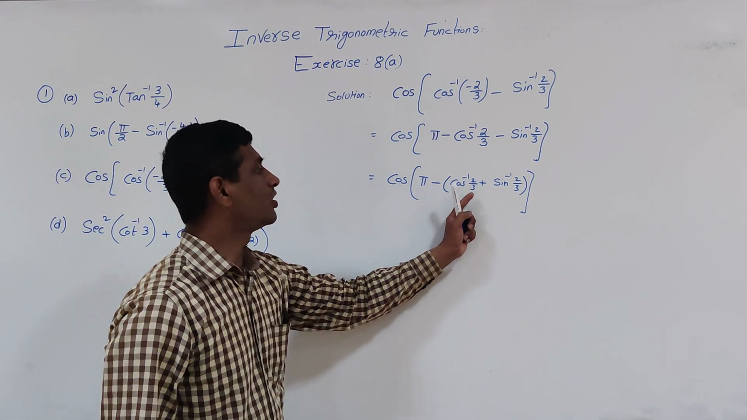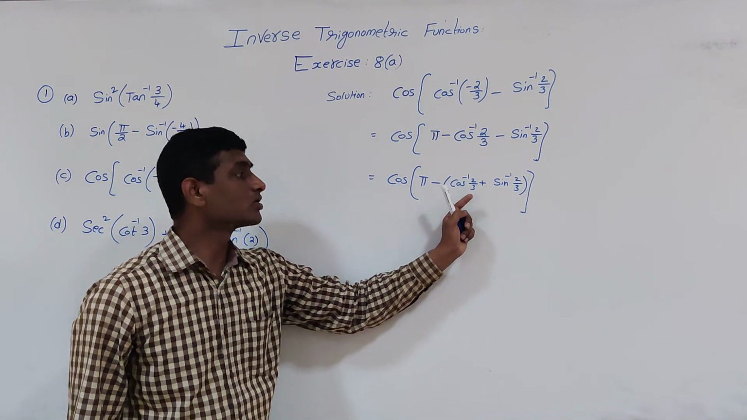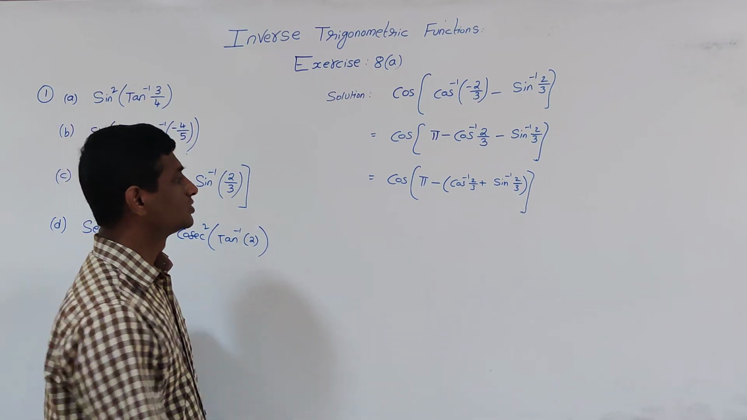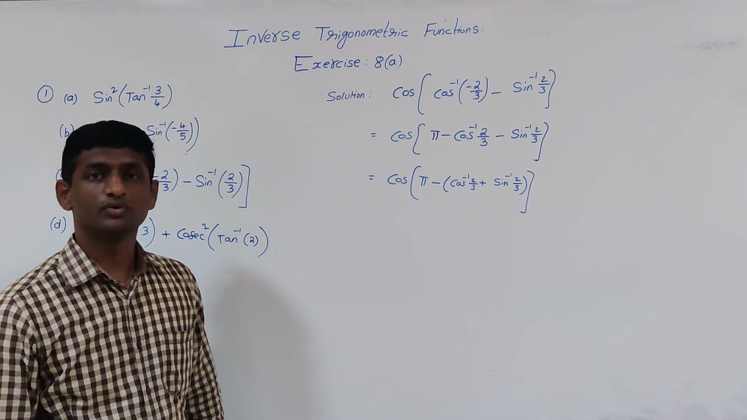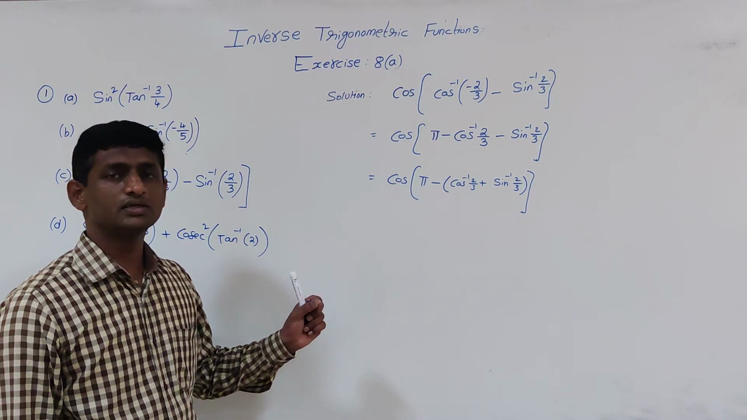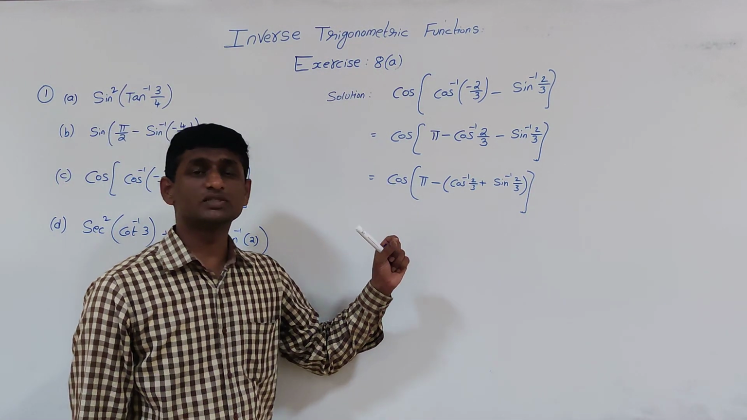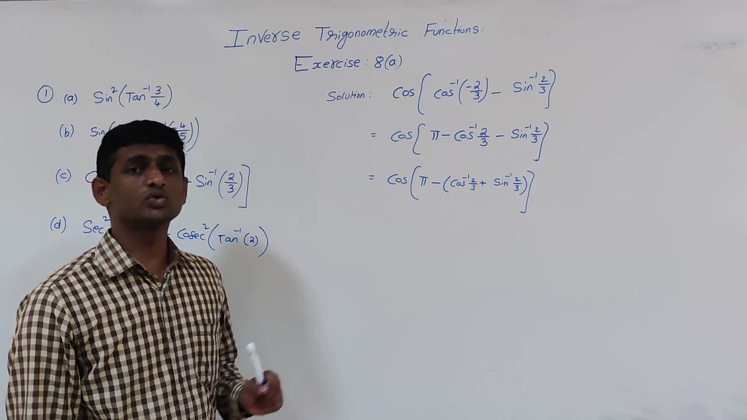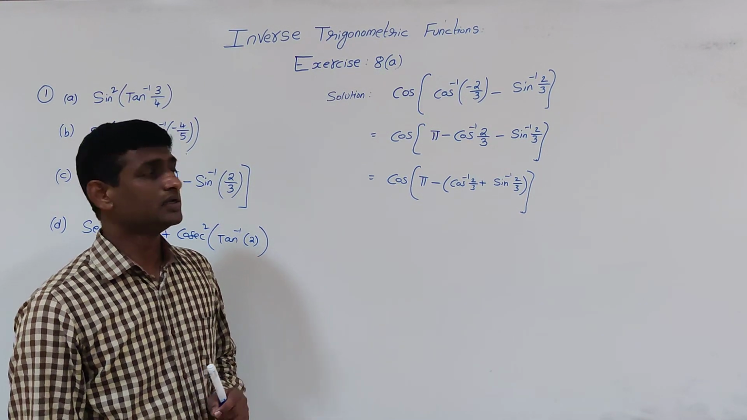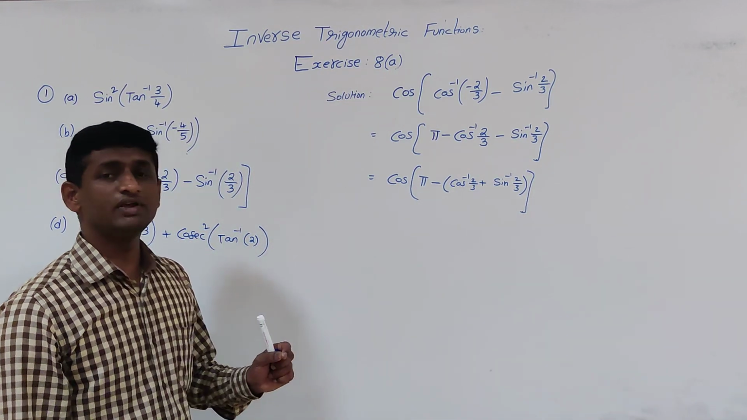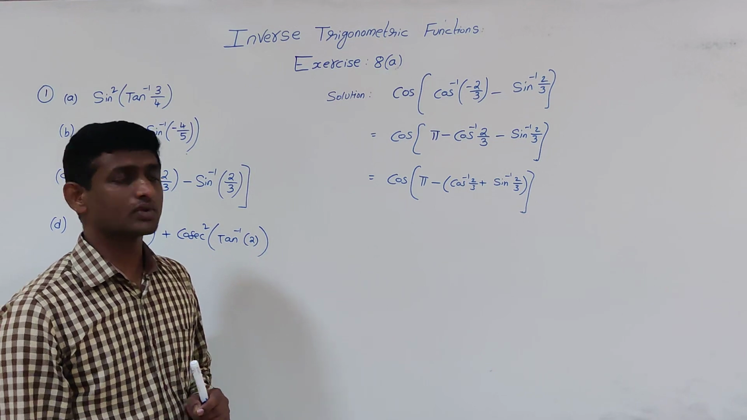So can you guess what will be the value of this one? Cos inverse of 2 by 3 plus sin inverse of 2 by 3. So it is pi by 2. Why? We have already learned a property that sin inverse of x plus cos inverse of x is equal to pi by 2, where x belongs to closed interval minus 1 comma 1. So 2 by 3 is a value which lies between minus 1 to plus 1.